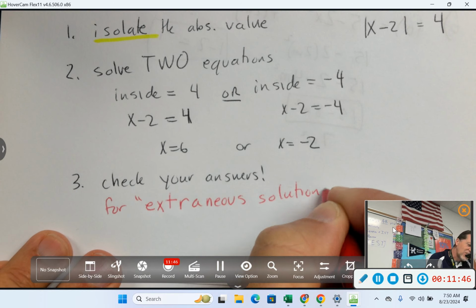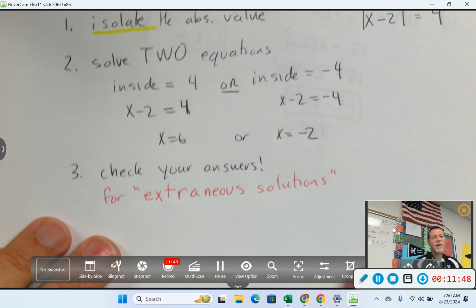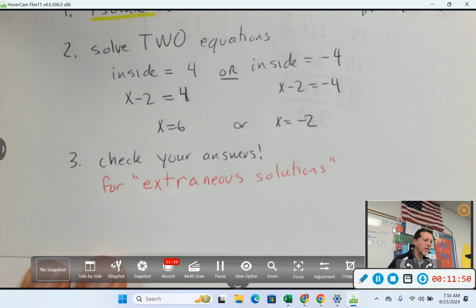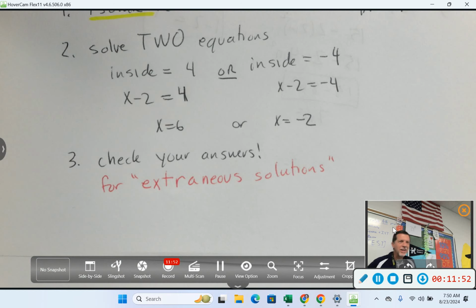Extraneous solutions. Never use that term? Okay. Extraneous solutions means you didn't do anything wrong, but it still didn't work. It happens most frequently when dealing with negative stuff. So when you square both sides, sometimes things get messed up. When you're dealing with absolute values, sometimes things get messed up. Again, it's not that you made a mistake, it's just that the negative stuff doesn't always work out right.